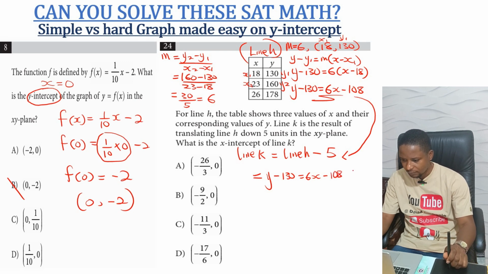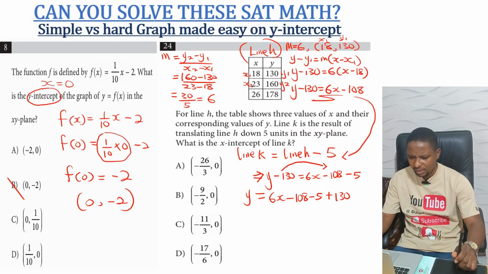Then you take out 5 from it. That's all. So you can move 130 to the other side if you wish to simplify further, and that will give you y equal to 6x minus 108 minus 5, then plus 130. Now you can go ahead and find the x-intercept. That is what we have to find, the x-intercept.